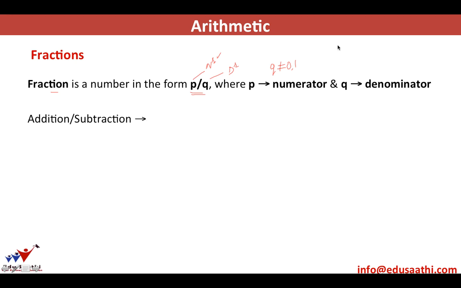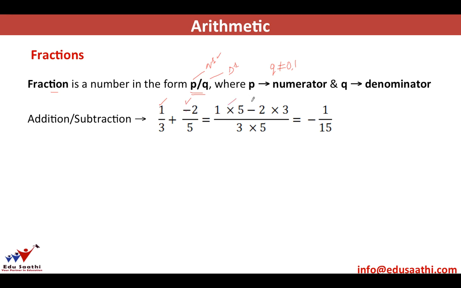Now, in case I have to do addition and subtraction of fractions, I will proceed with this method. Let's look at an example: 1 by 3 plus or minus 2 by 5. I'll take the LCM, which is 3 into 5, and solve the numbers using the LCM. This will be 1 into 5 minus 2 into 3. So 5 minus 6, which will be minus 1 over 15. This is how the addition or subtraction needs to be done.